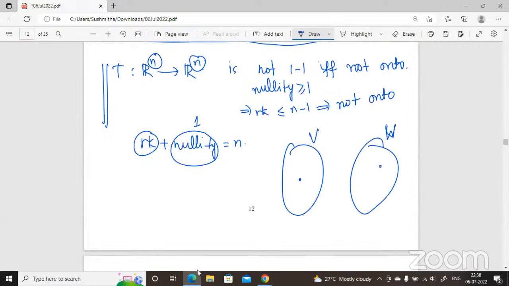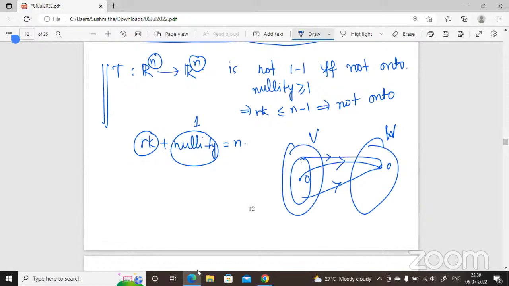So there is only one 0 vector here, and I know the 0 vector always goes to 0. If it's 1 to 1, then this is the only vector that goes to the 0 vector. If it is not 1 to 1, there are multiple vectors going to the 0 vector, and this vector may not be 0 at least, because the 0 vector is unique. It has to be some other vector, no?